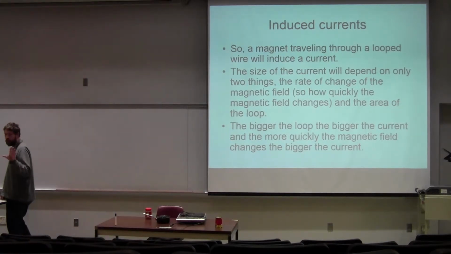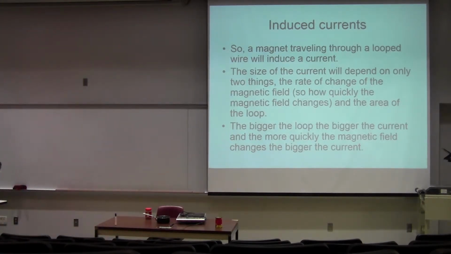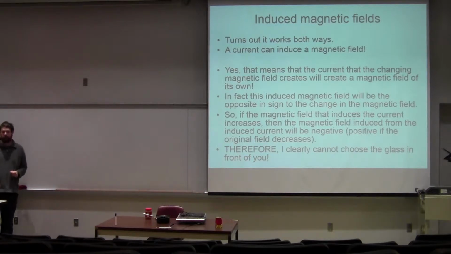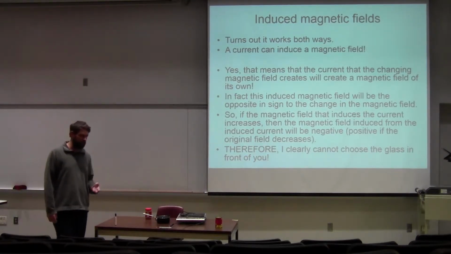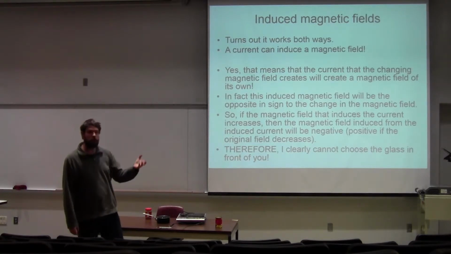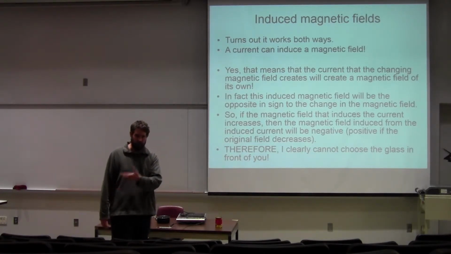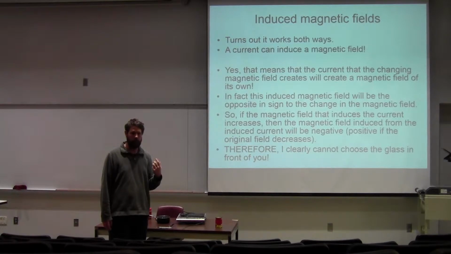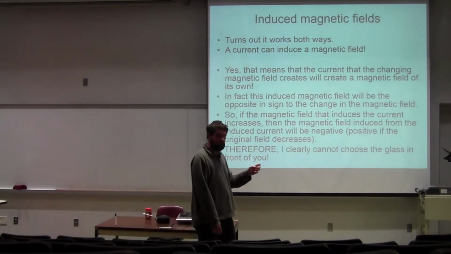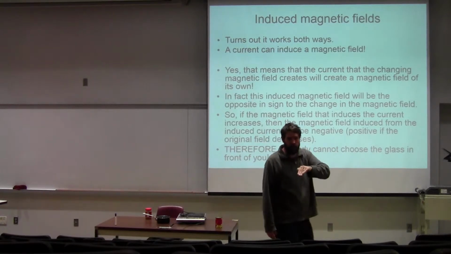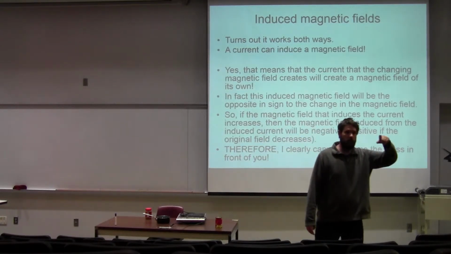And that's going to lead us to transformers, because we have loops of equal size. But it turns out it works both ways. Not only does a changing magnetic field induce a current, but currents also induce a magnetic field. Wow. So that means that a current will change the magnetic field, to induce a current.